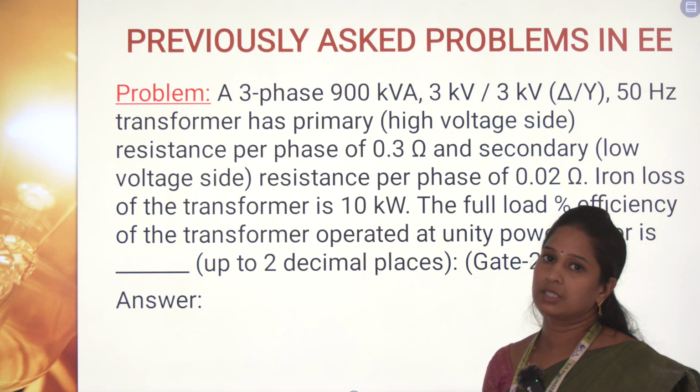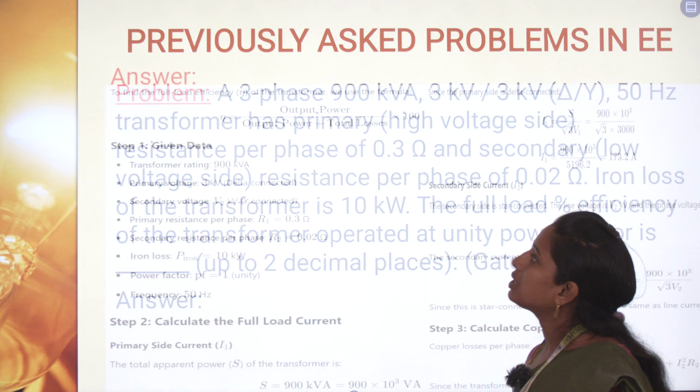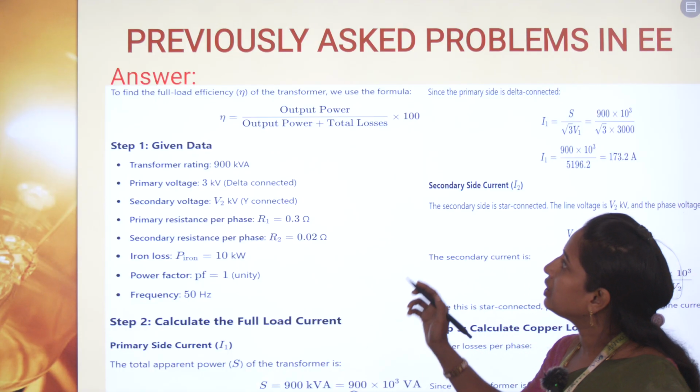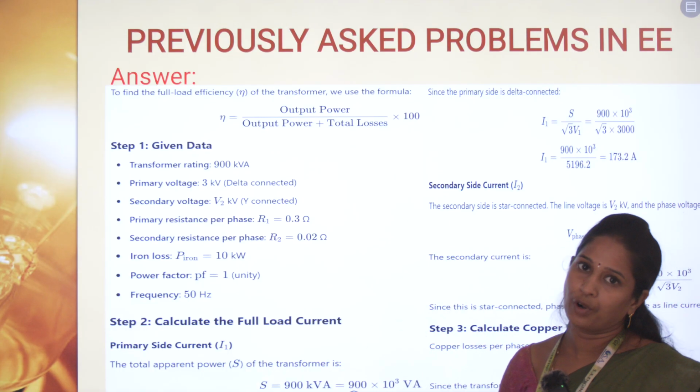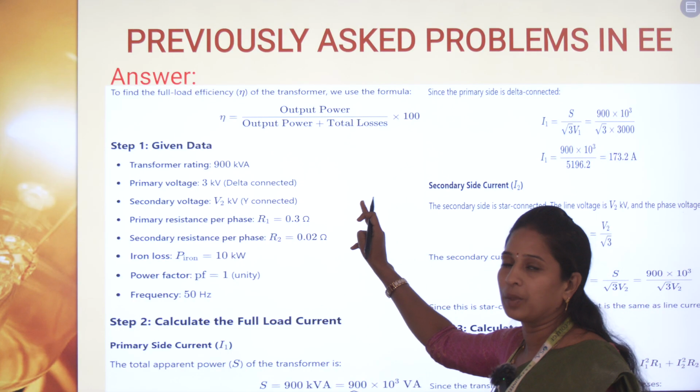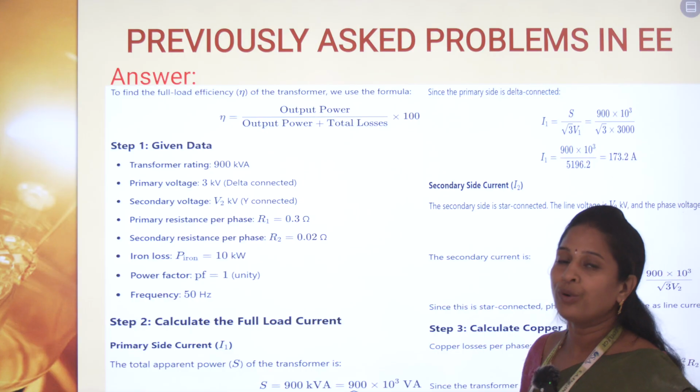How will we calculate this? For that, first we need to know the formula. For finding the full load efficiency, we have the formula: eta is equal to output power divided by output power plus total losses, into 100.